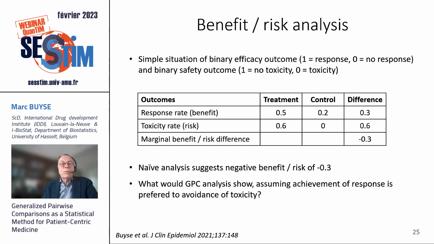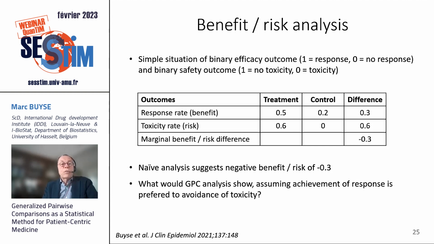So suppose I have two treatment groups, treatment and control, and I'm looking at benefit, and I'm going to take the super simple example of a binary outcome that quantifies benefit, the response rate. So response rate is 0.5 in the treatment arm and 0.2 in the control. So 50% of patients respond in the treatment versus 20% in the control. That's a large treatment benefit. It's 30% better. More patients respond in the treatment arm than the control.